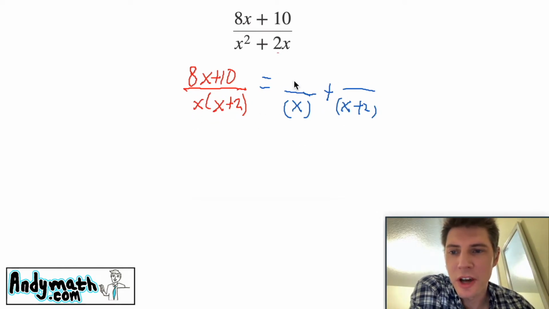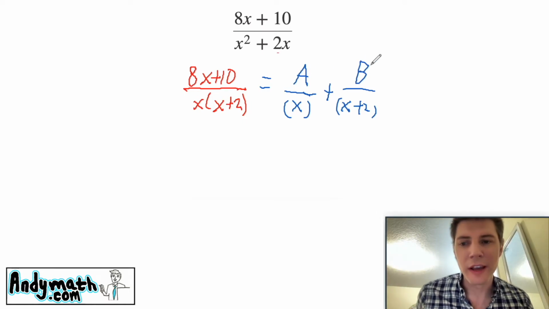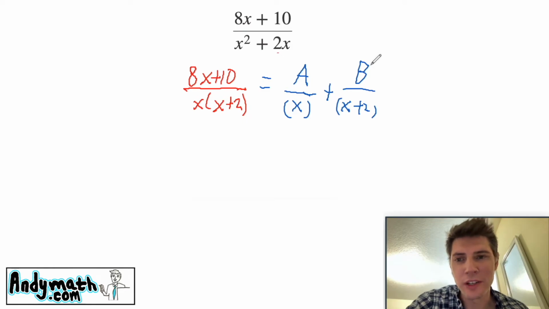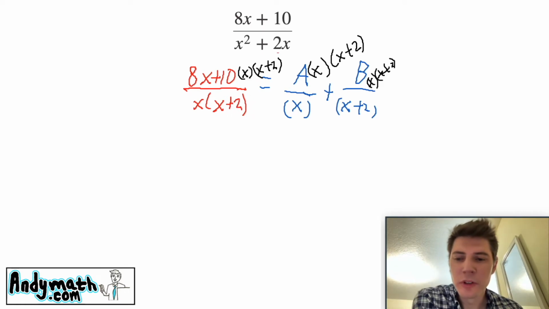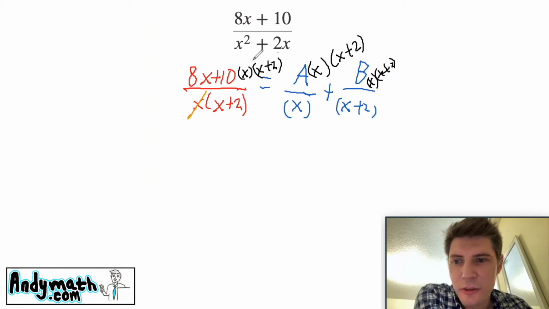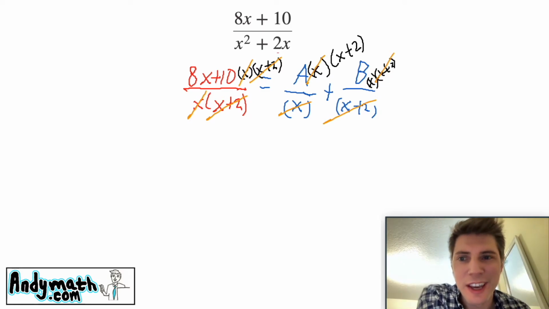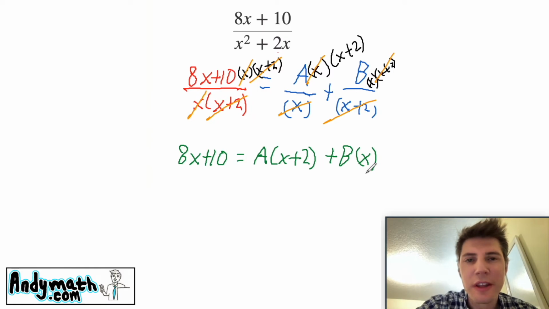Now we don't know what the top is, so I'm going to call this an A and call this one a B, and we're going to solve for A and B to find out what the tops of those fractions are going to be. Next step, I'm going to get rid of these denominators by multiplying everything by x times x plus 2. So now I'm multiplying all three terms by x plus 2. Now this x cancels with this x, and this x plus 2 cancels with this x plus 2. So you see there's several things that cancel out. So there it is rewritten with everything canceled out.